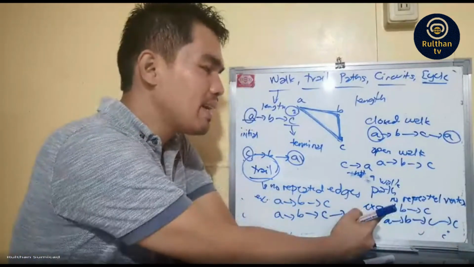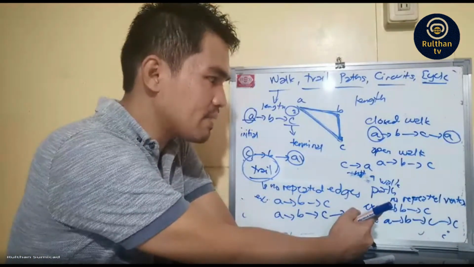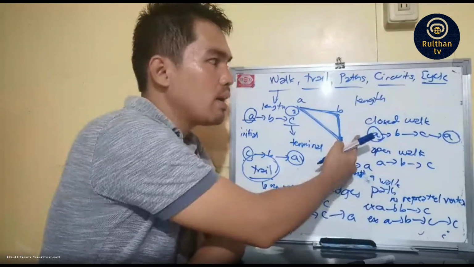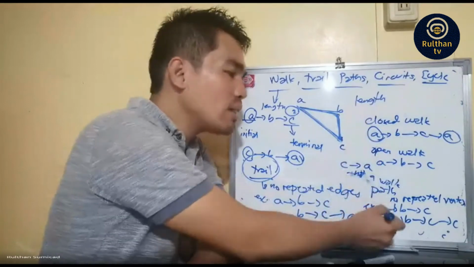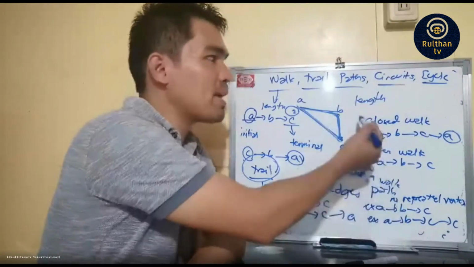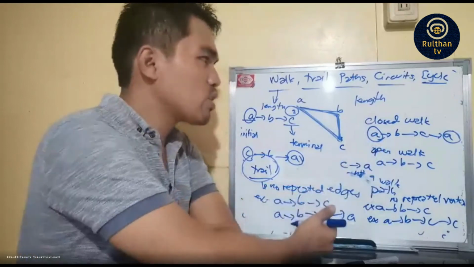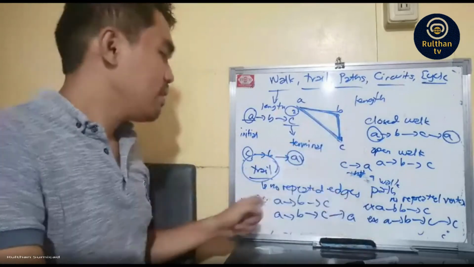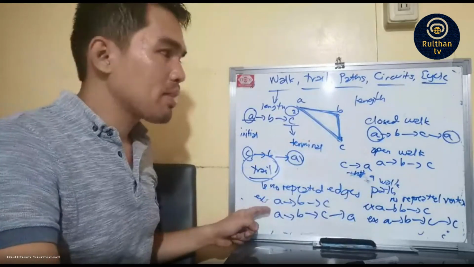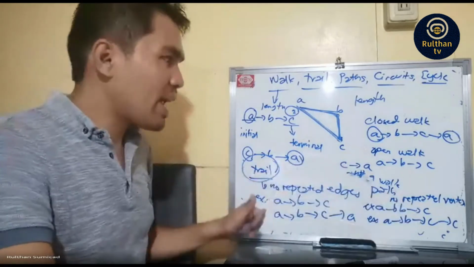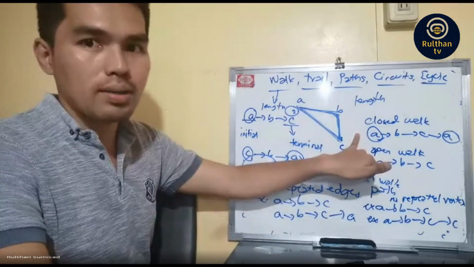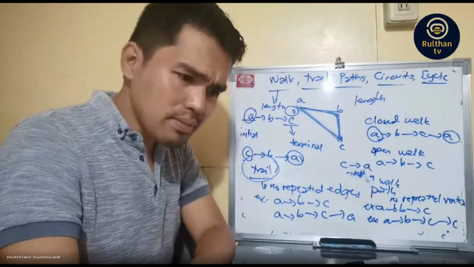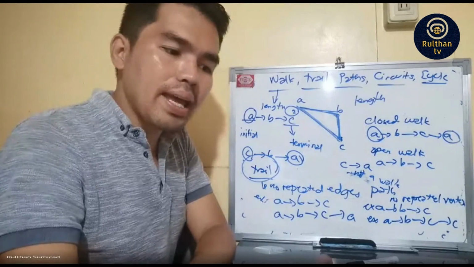In the sense that the only exception in a path is when you have a closed walk. All paths and trails are walks, but not every closed walk is necessarily a path or a trail at the same time. Okay, so that's a path. What is a circuit?